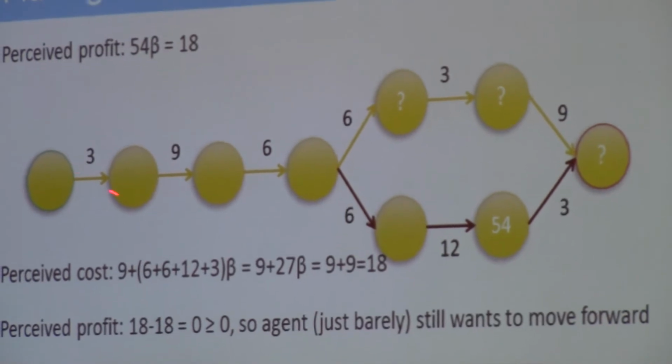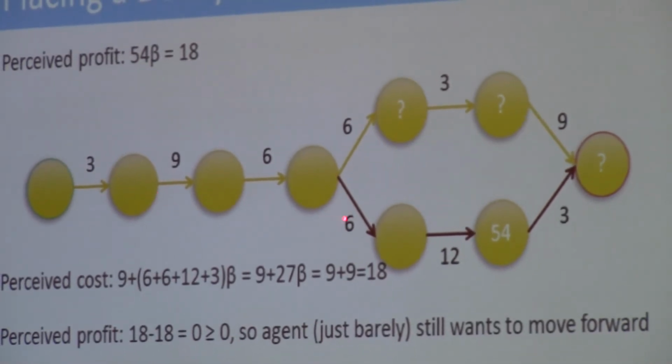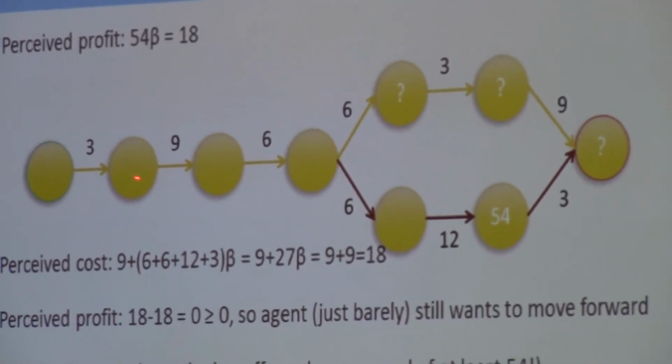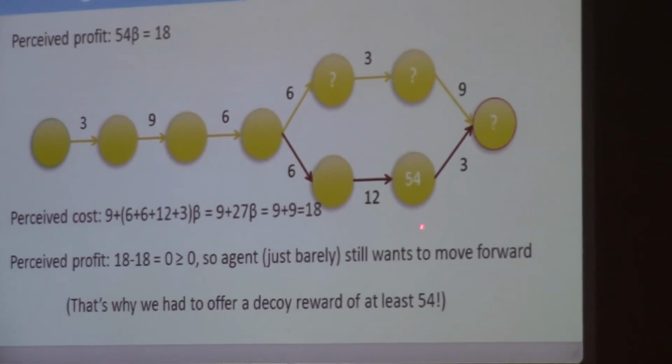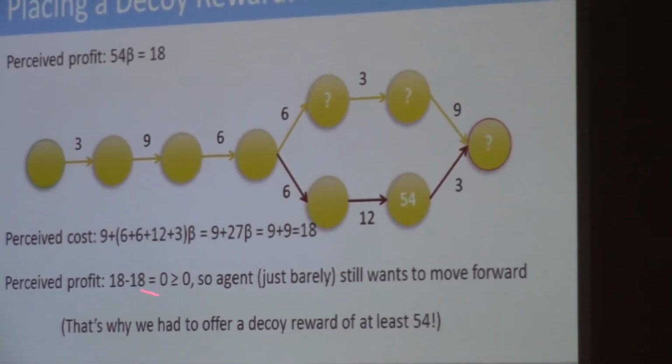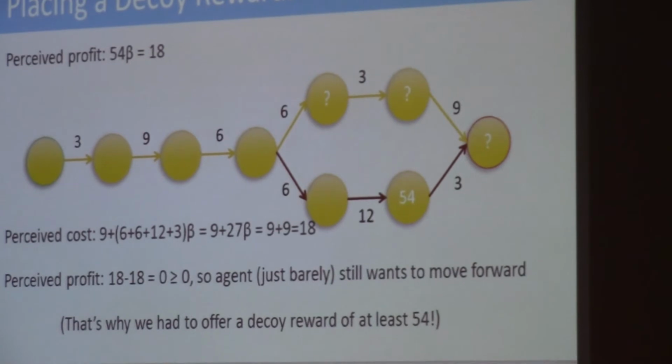What essentially my algorithm would do is calculate the cost here, here, and here, find out where it is biggest, and set a reward that's just big enough to compensate you for that. The agent, as these calculations show, will just barely want to move forward. We're going to assume that you can break ties as you wish. Otherwise it's 54 plus epsilon, for any epsilon.